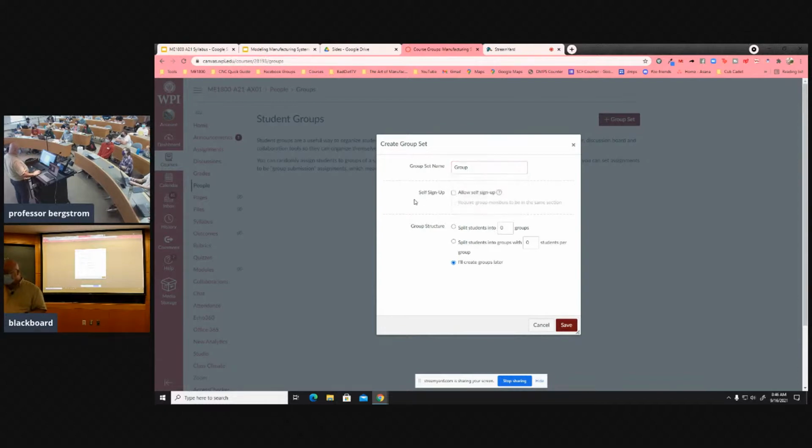I am going to allow self-sign up. I'm not going to require group members to be in the same section. Limit groups to 3. I could be lobbied right now to go to 4, but I really hate groups of 4. So if there's 72 people, is 72 divisible by 3? Yes. There's totally not 72 people. Somebody must have dropped. Somebody's not coming anymore.